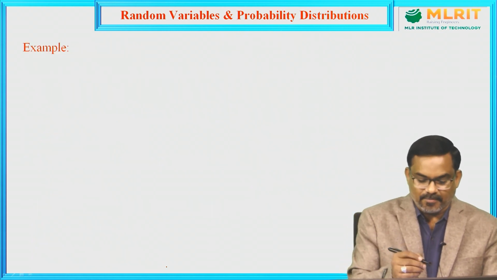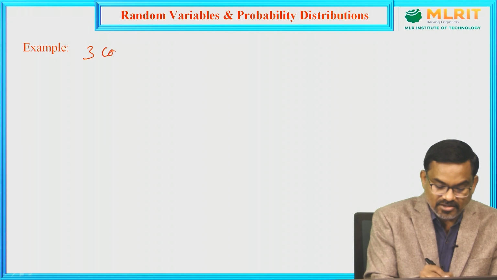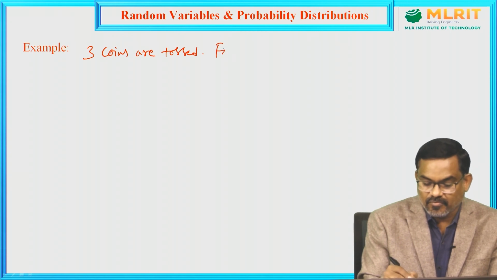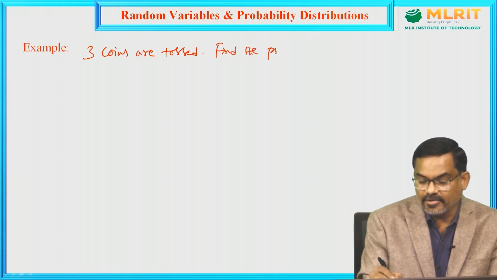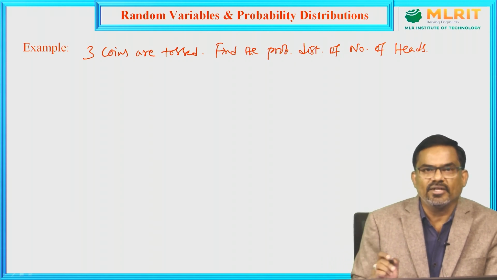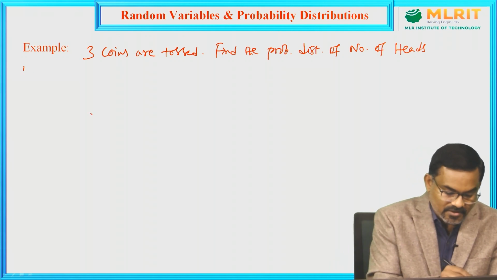A simple example: 3 coins are tossed. Now, the question is, find the probability distribution of number of heads. The experiment is that 3 coins are tossed. So, find the probability distribution of number of heads. Solution.